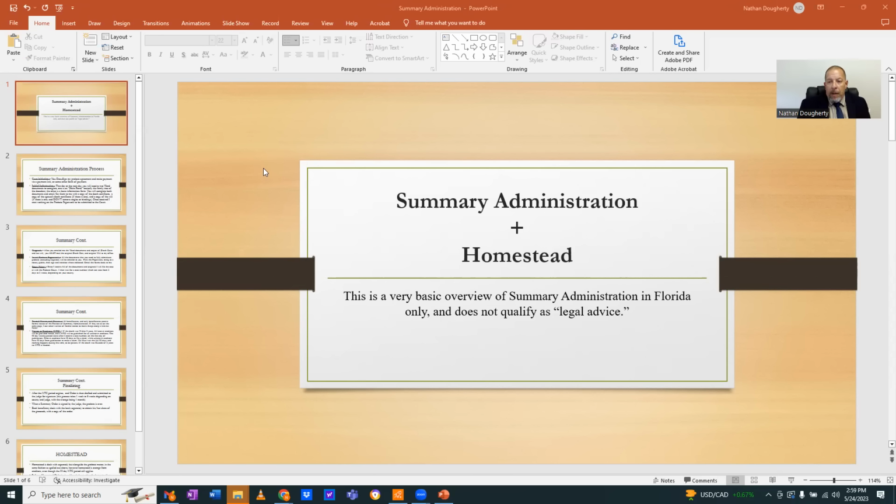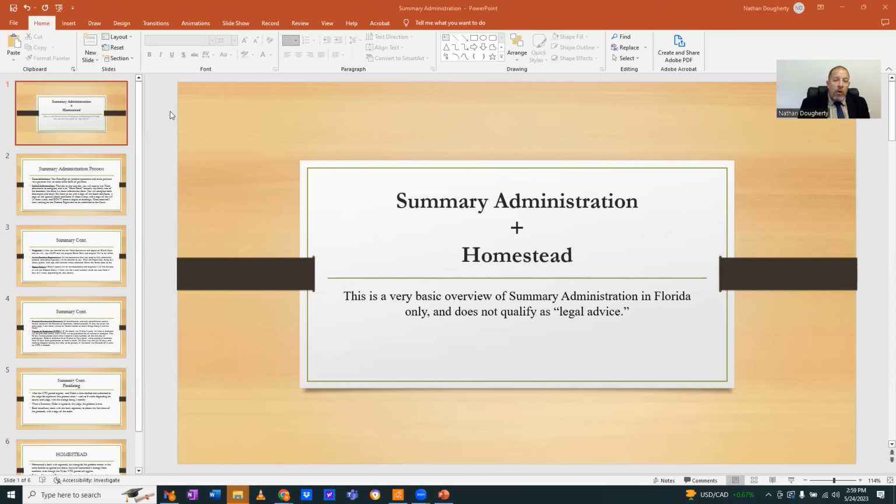Now, today we're discussing summary administration and homestead. Summary administration is a faster and simplified version of the formal probate process. And it's for estates that are under $75,000. That does not include homestead. Homestead is not valued. It also does not include exempt assets like 2 cars.